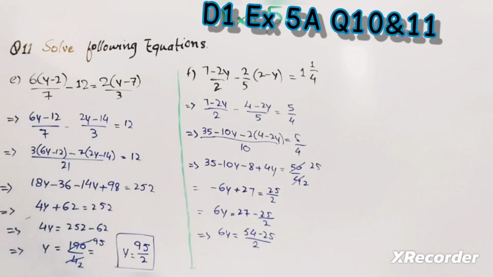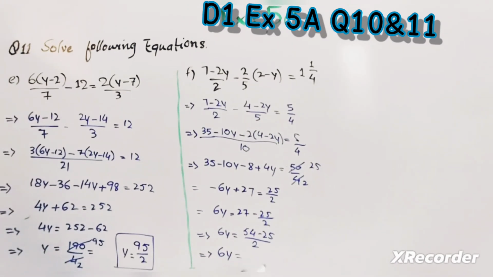Now what we get, 6y is equal to 29 upon 2, and y will become 29 upon 2 by 6, that is 29 upon 12, our required answer.